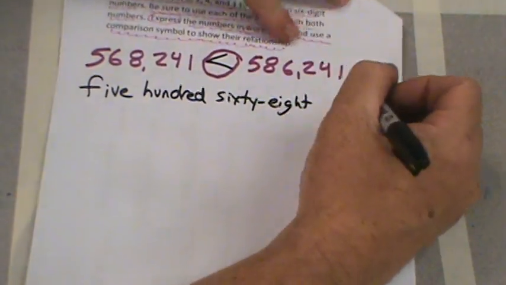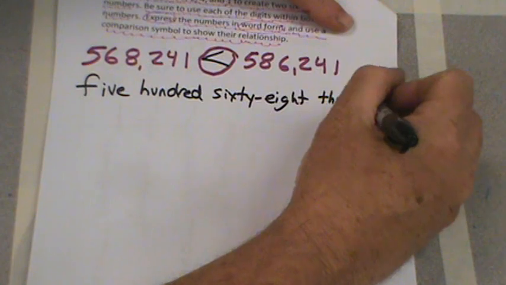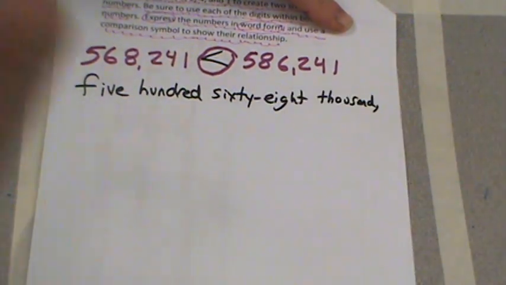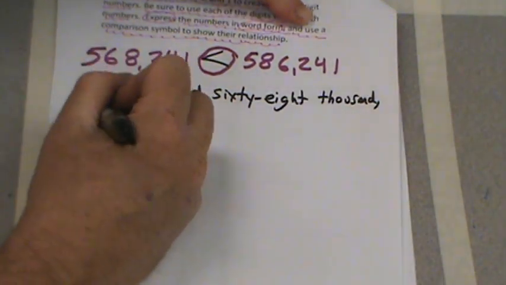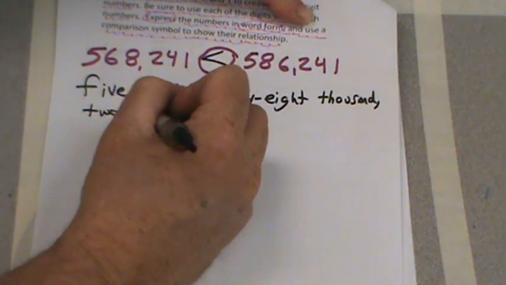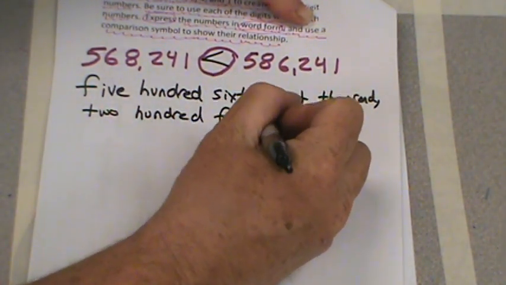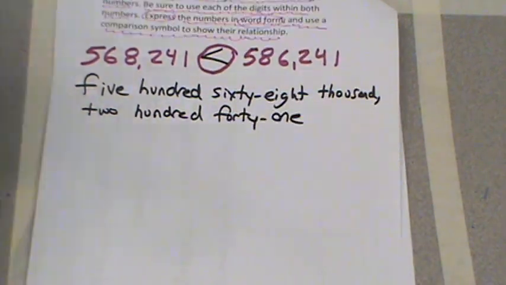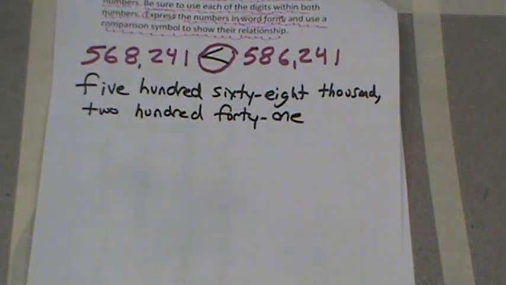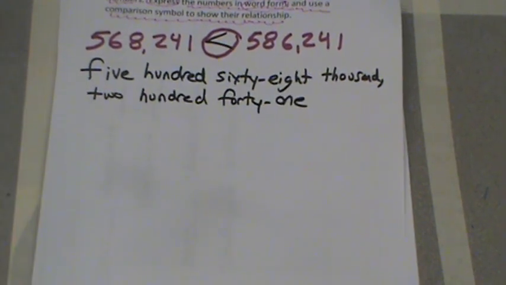568,000, comma, 240-1. So that's this number right here, 568,241. Let's do the number that's less than. That's more than.